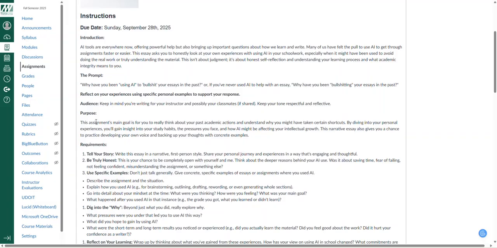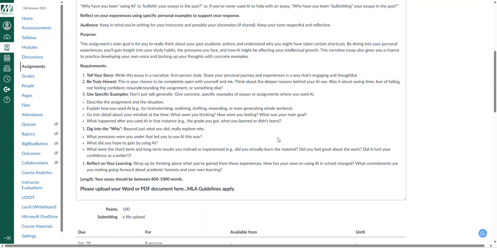Audience is all of us. This assignment's main goal is to think about past academic actions, how AI might be affecting your intellectual growth. It's a narrative essay. It gives you practice in developing your own voice and backing up your thoughts with concrete examples. Now, here are the requirements, and this is critical. Narrative first-person style. I want you to tell me about your personal journey and your personal experiences using evidence, examples from past writing classes. Also, you want to use those specific examples. Don't talk generally. Give concrete, specific examples of essays and assignments where you used AI or just where you BS'd.